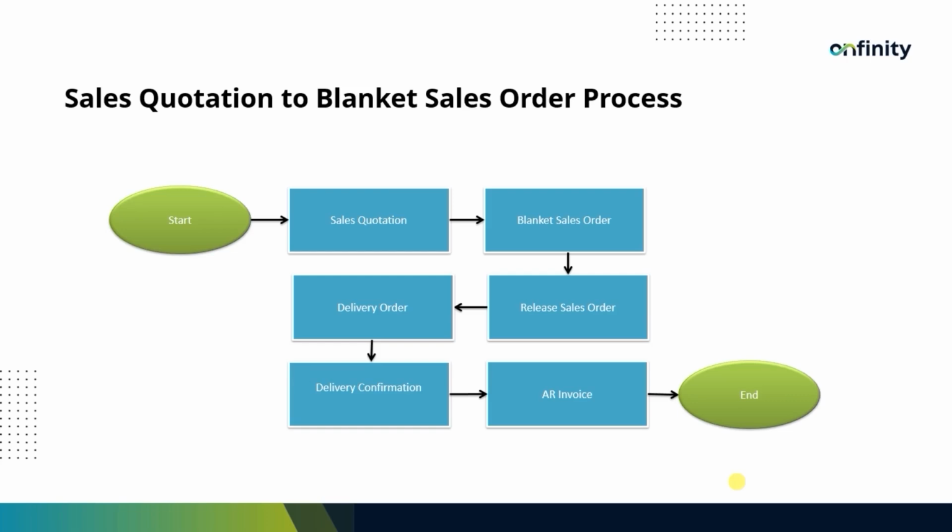Finally, after the goods are successfully delivered, the accounts receivable, or AR, invoice is generated. This completes the financial cycle. It links the delivered products to the billing, ensures accurate invoicing, and enables timely payment collection. This structured approach helps manage long-term agreements efficiently while ensuring accuracy and traceability at every step.